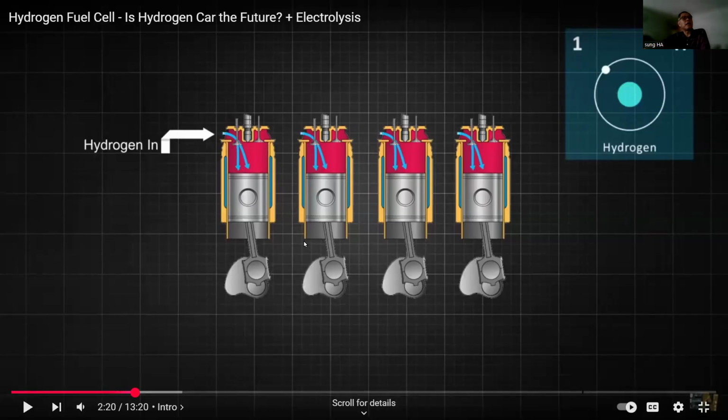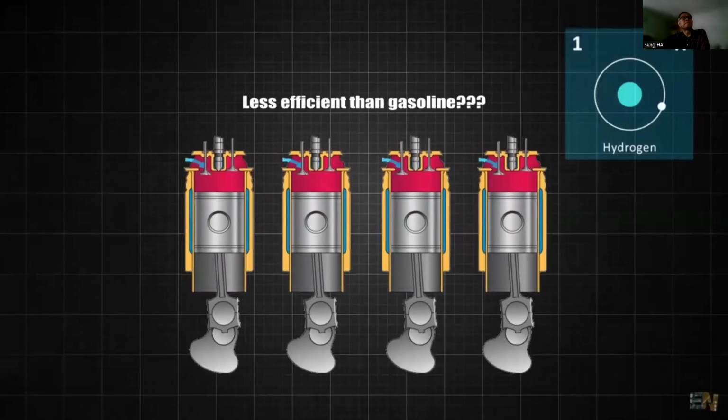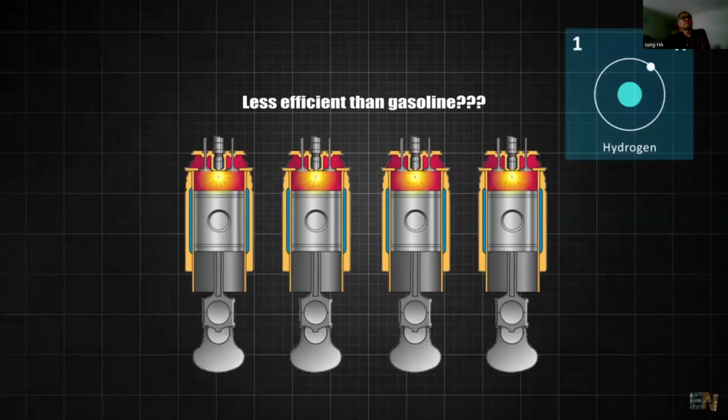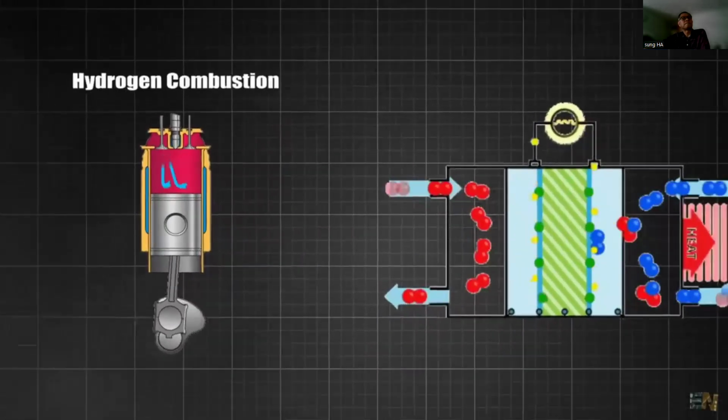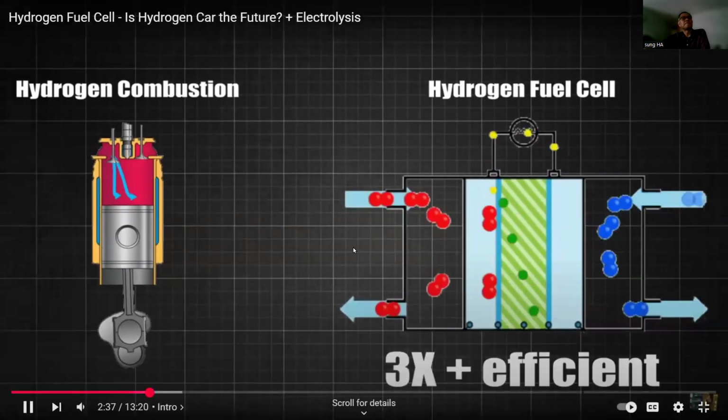In this case, without any fuel cell which generates electricity, we don't need a fuel cell. We just need hydrogen in, and then this engine can operate. This is the hydrogen internal combustion engine, adapted to hydrogen. But that is not very efficient. Actually, it's less efficient than a gasoline motor. But on the other side, instead of combustion, we can use hydrogen in a fuel cell. That is more efficient than a combustion engine.